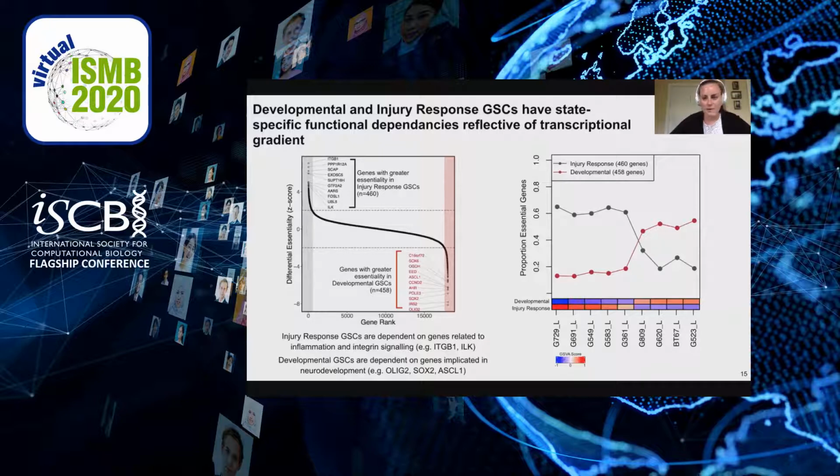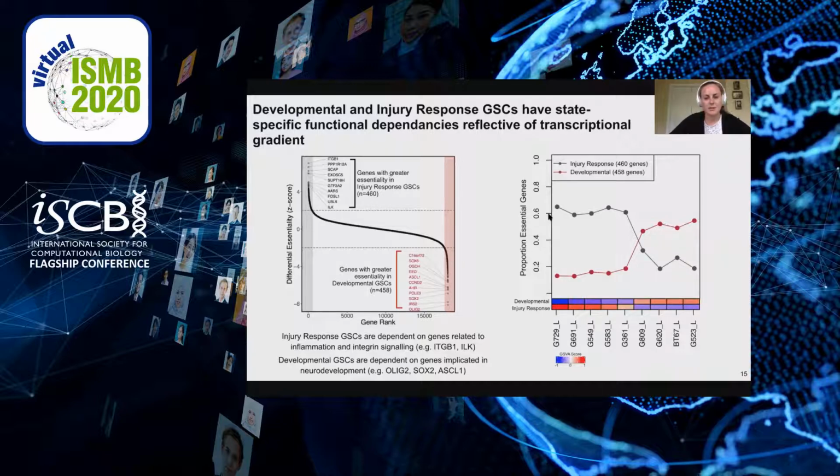So next, we wanted to specifically identify which genes are essential within the developmental or injury response groups. So to do this, we did a differential essentiality analysis, and we found lists of genes that were essential in either injury response or the developmental group, but not in both. And similar to our previous analyses, we found that the injury response GSCs are dependent on genes related to inflammation, integrin signaling, whereas the developmental GSCs are more dependent on genes related to neurodevelopment, as we would have expected from our transcriptomic results. So these include genes like OLIG2, SOX2, and ASCL1.